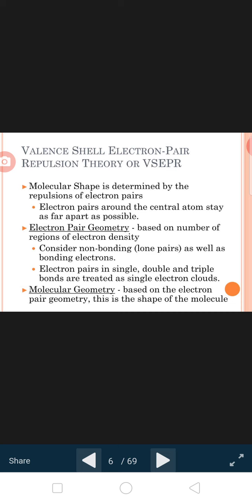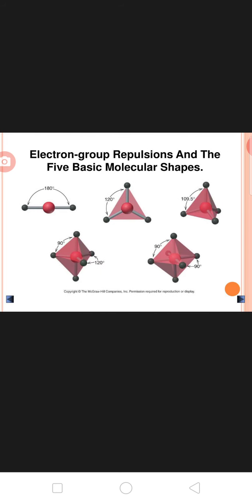Electron pair geometry is based on the number of regions of electron density. Consider non-bonding lone pairs as well as the bonding electron pairs. Electron pairs in single, double, and triple bonds are treated as a single electron cloud, that is, a single pair. Molecular geometry is based on the electron pair geometry. This is the shape of the molecule. Electron group repulsion and the basic molecular shapes are given here: linear, trigonal planar, tetrahedral, similarly trigonal bipyramidal and octahedral. Square planar geometry is also given here.